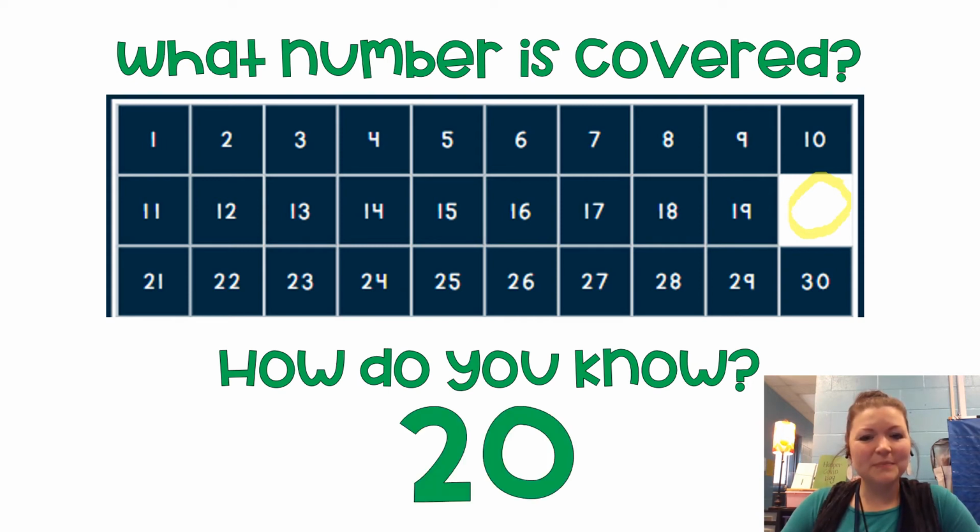So the number that was missing was 20. And the way that I figured this out was I counted by tens going down the column. I said 10, 20, 30. You also could have done 18, 19, 20. So that's how I knew, because I counted by tens. Did you get it right? Awesome.